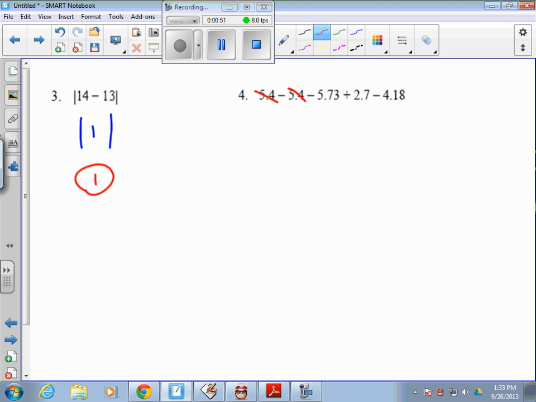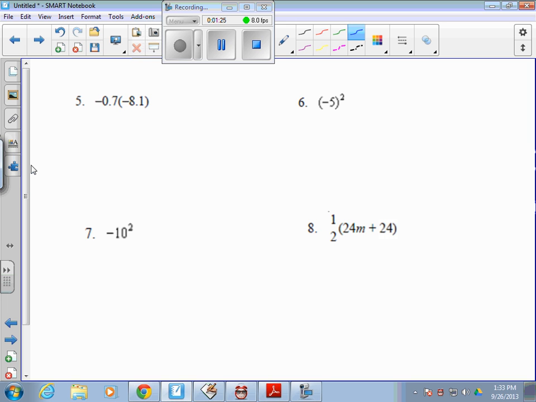Negative 5.73 plus 2.7 is going to be negative 3.03 when we put those two together. Minus 4.18. A negative minus a number, you just add them up and you just keep them negative. We're going to get 0.21, and then 4 minus 3, 7. Negative 7.21 for that one.